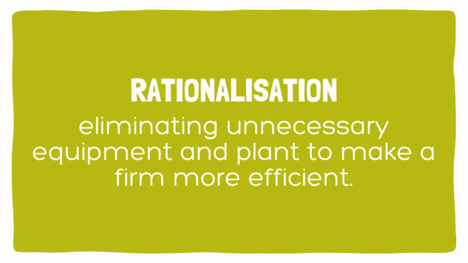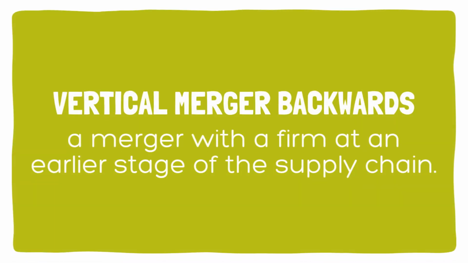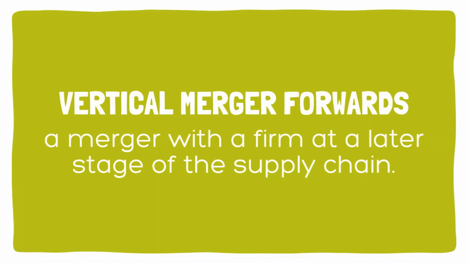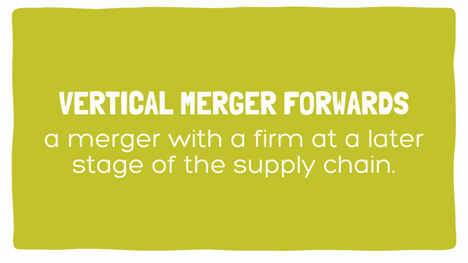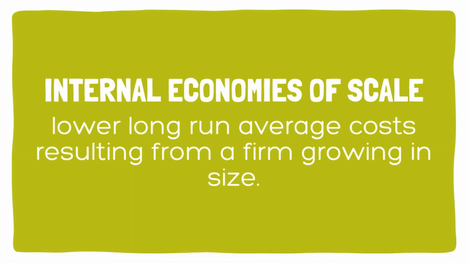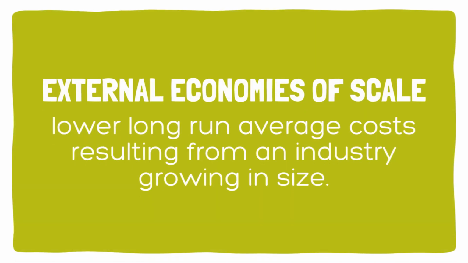Rationalization is the elimination of unnecessary equipment and plant to make a firm more efficient. Backward vertical merger is a merger with a firm at an earlier stage of the supply chain. Forward vertical merger is a merger with a firm at a later stage of the supply chain. Internal economies of scale are lower long-run average costs resulting from a firm growing in size. External economies of scale are lower long-run average costs resulting from an industry growing in size.